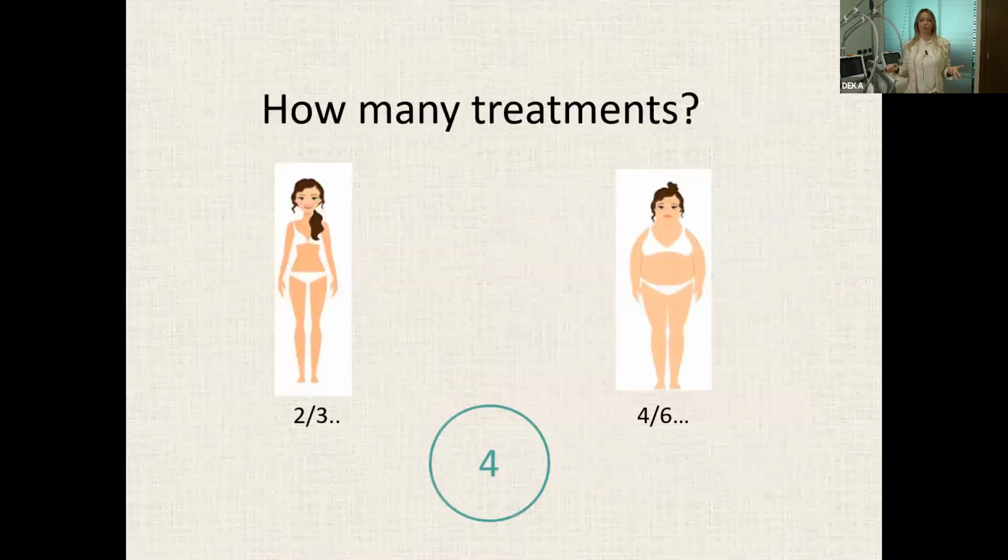And how many treatments? It depends on the patient, as you see in the picture. So if I have a very lean patient, I normally suggest 2 or 3 treatments, always every 1 month. If I have another kind of patient, I suggest a little bit more. Average 4 treatments.